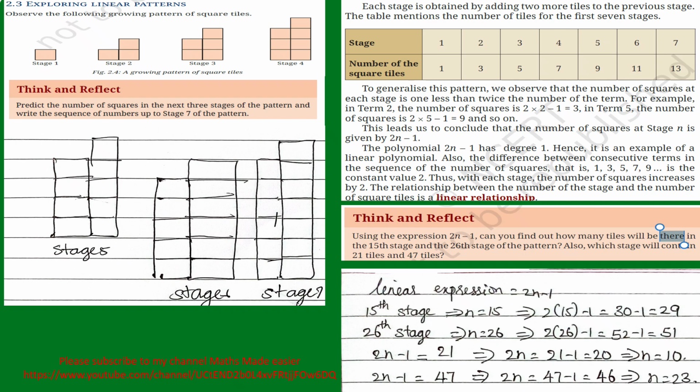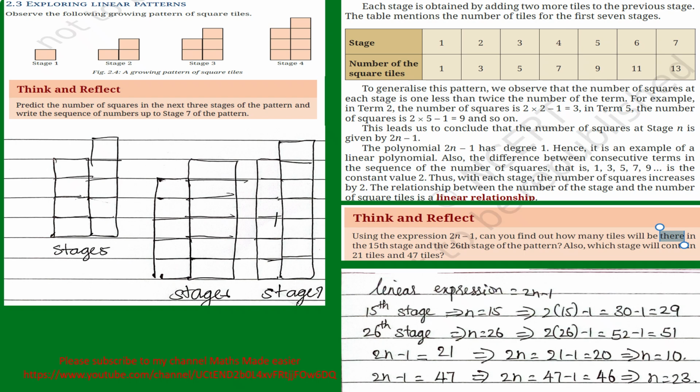To generalize this pattern, we observe that the number of squares at each stage is 1 less than twice the number of the term. Say, for example, you choose stage 4. Twice the stage number, 4 times 2, is 8, but the number of square tiles is 1 less than 8. Say we choose stage number 7. Twice 7 is 14, and 1 less than 14 is 13, which is the number of square tiles under stage 7.